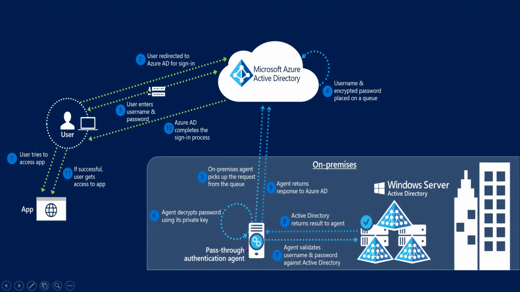Now this is going to encrypt the password. Okay, why is it encrypting the password? Because there should not be any problem in between. Encrypted means it will be in non-readable form. Now pass-through authentication agent is going to decrypt it using its private key. After that, it will send it to the on-premises Active Directory and get it validated.